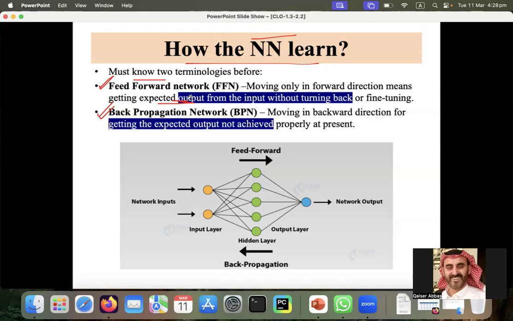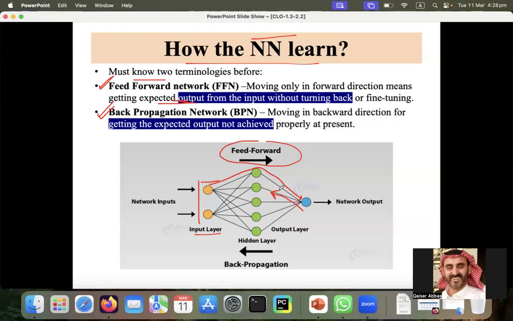That is called fine tuning. So anyhow, again, in a feed forward network, you are always going in the forward direction. Like here, the picture is given. You are going from this input layer in the forward direction. The green one is the hidden layer, and you are getting your output. This is the direction of the feed forward, and then you will not go back. You will not go back for updating the weights.